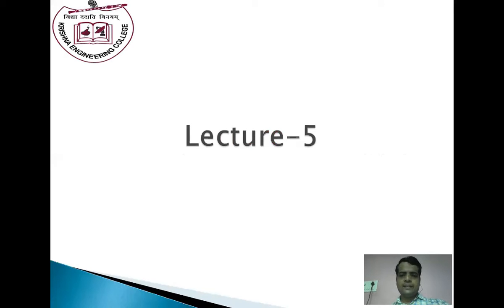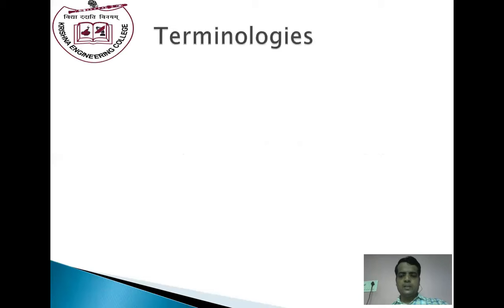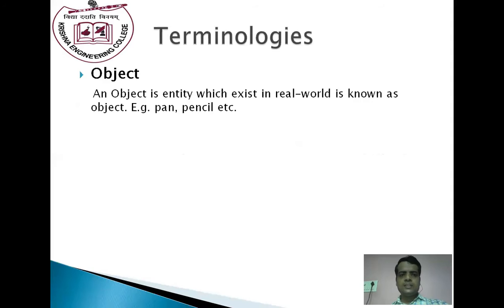Today we will discuss lecture 5 of web technologies. In this lecture, the basic terminologies are covered, starting with object. An object is a real world entity which exists in this real world, or in other words, anything which exists in this world is known as an object. Example: pen, pencil, chair.